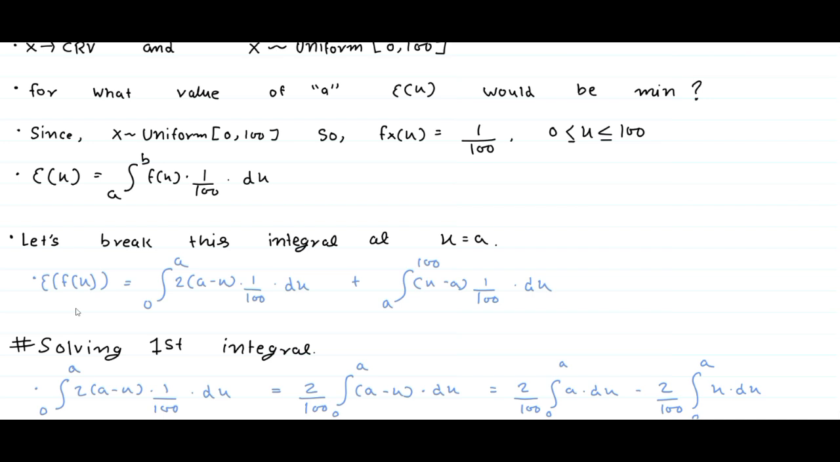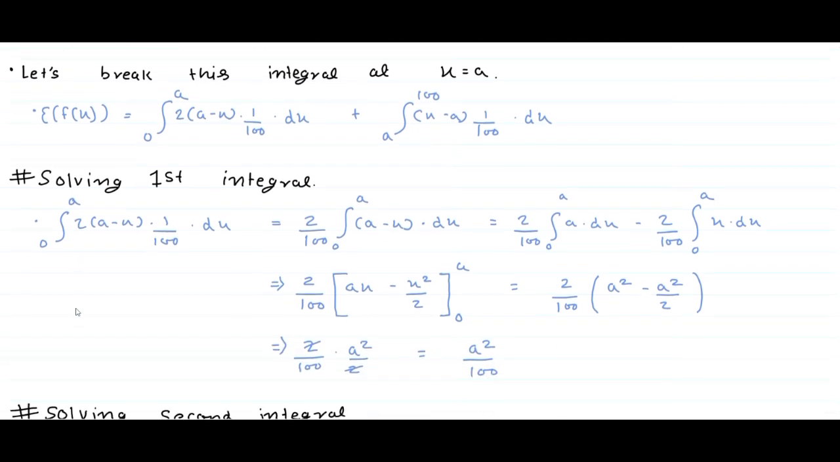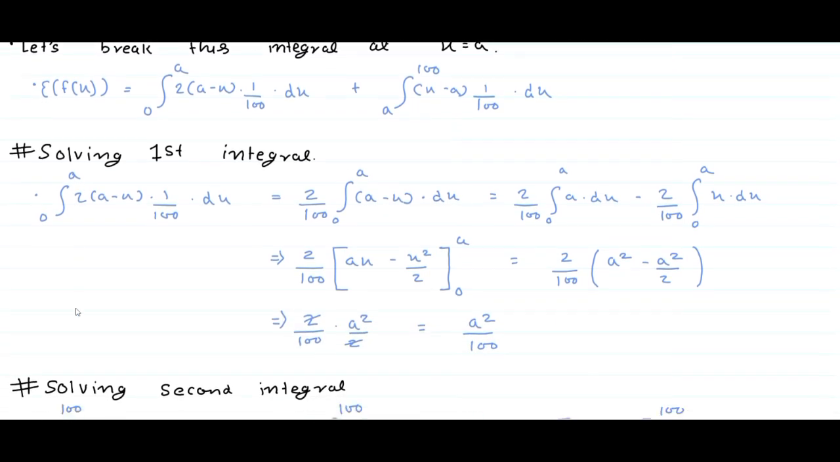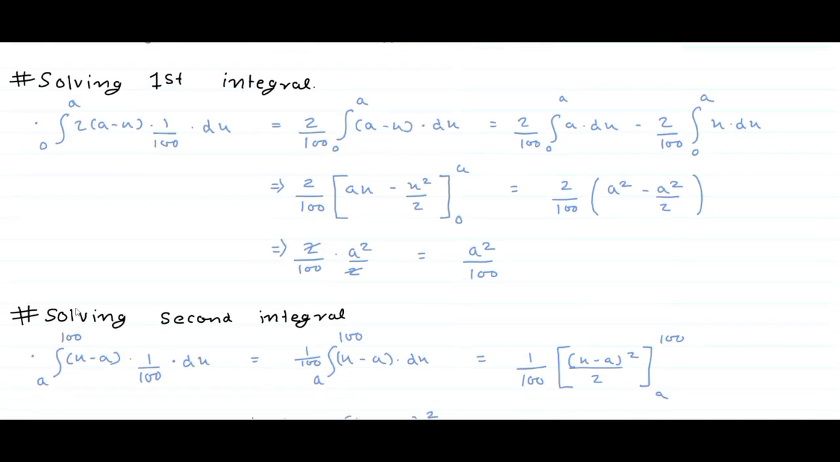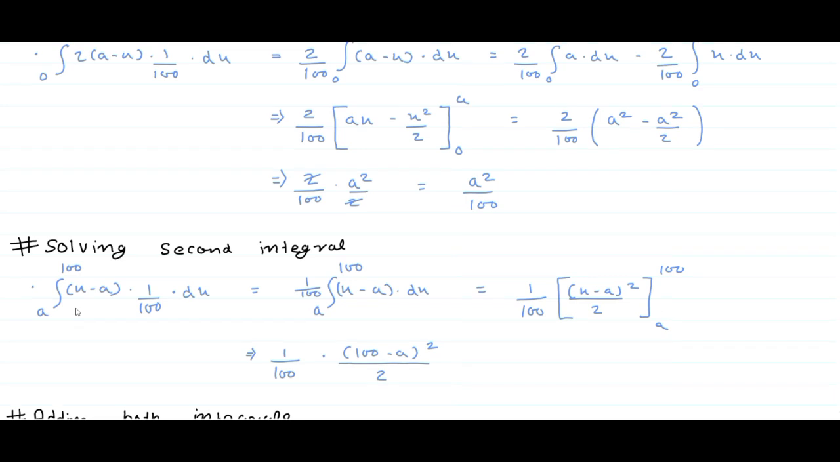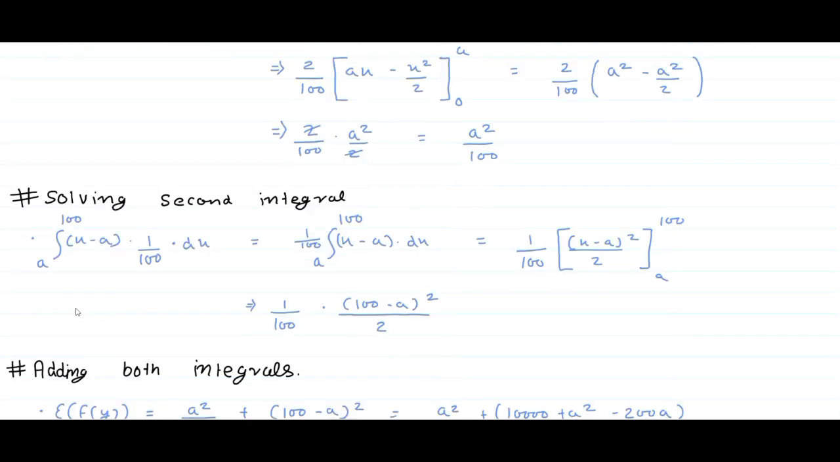Now if we solve the first part of the integral, then what we will get is a square by 100. And similarly, if we solve the second integral, then what we will get is 1 by 100 into (100 minus a) the whole square divided by 2. You can pause the video and see the calculation part if you are not able to do it by yourself.